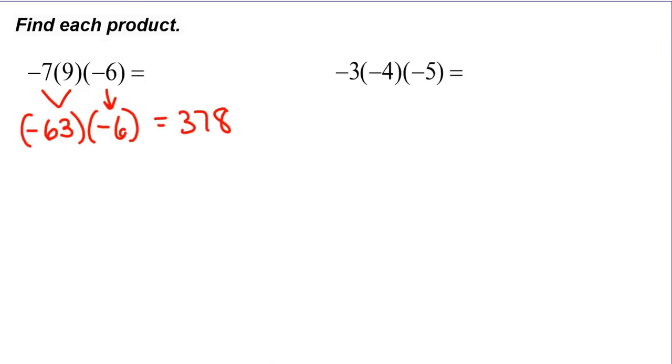And then the last one, negative 3 times negative 4 is a positive 12. And then positive 12 times negative 5 is going to be negative 60. So when we're multiplying multiple numbers together, we have to take them 2 at a time, applying our rules. If the signs are the same, the product is positive. If the signs are different, the product is negative.